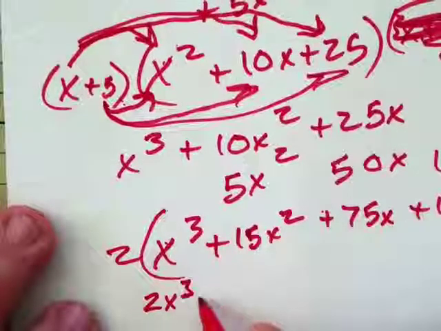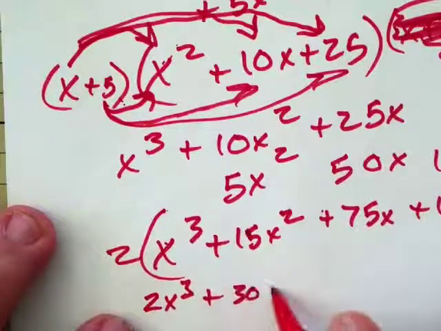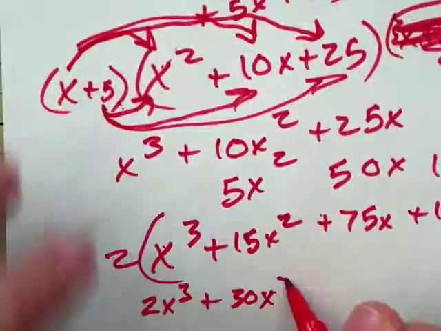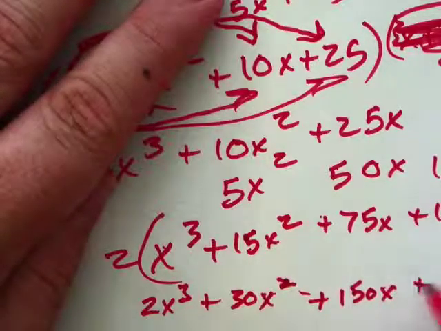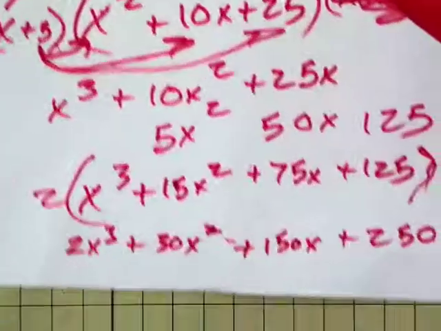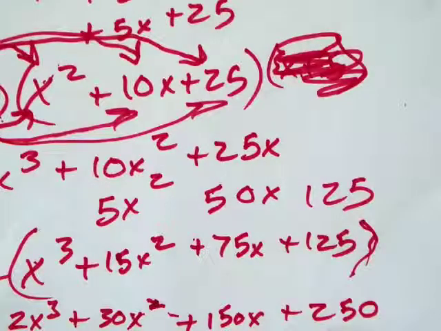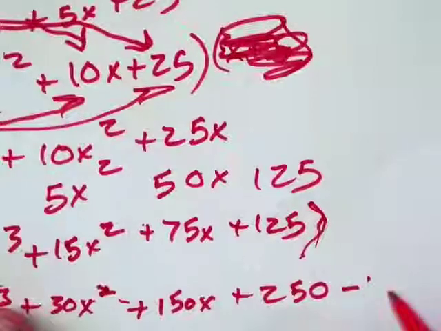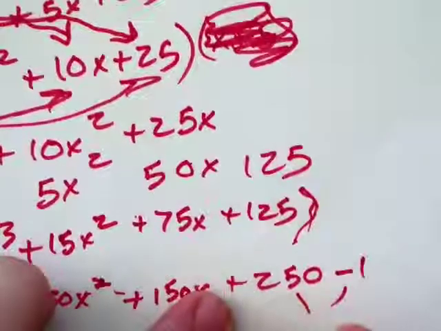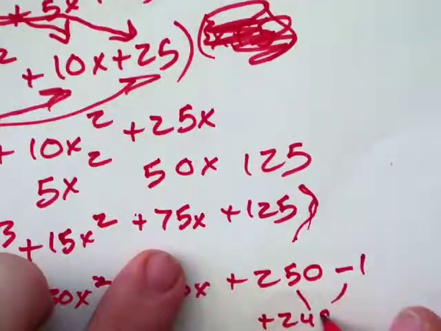2x cubed plus 30x squared plus 150x plus 250. Okay, all kinds of fun. Those are all kinds of big numbers. And then all of that is going to have a minus 1. Minus 1. And we can combine those down to be a plus 249.